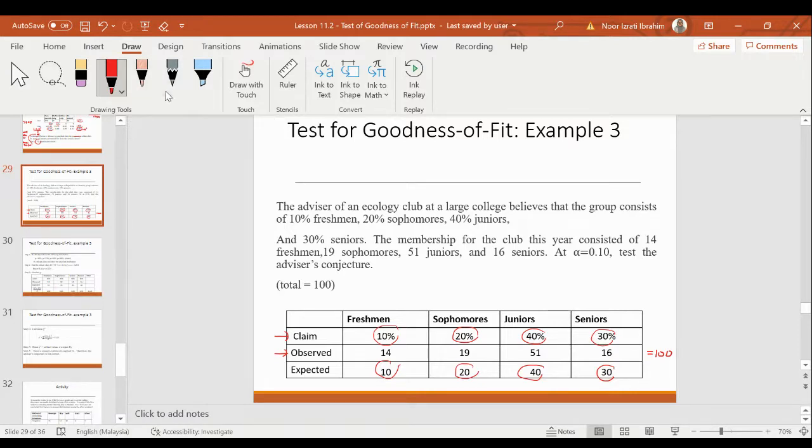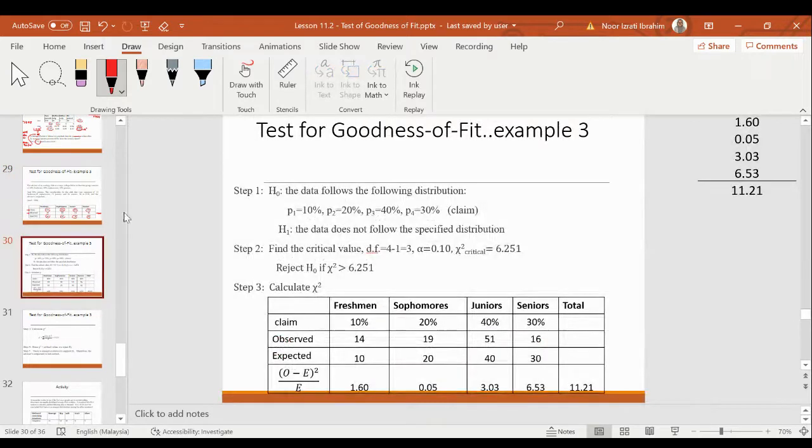From there, we can find the test statistic and write down our step 1. Okay, step 1, to write down the hypothesis and the claim. So H null is the data follow the distribution according to the percentage given. H1 we can just write down as the data does not follow the specified distribution. Step 2, the rejection region. We have to find the chi-square critical value, the CV, from the chi-square table.